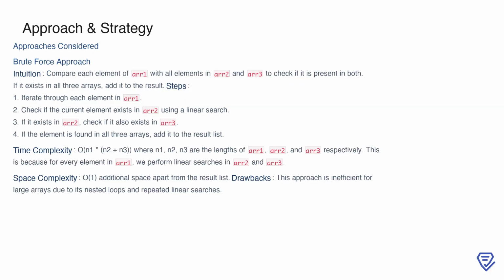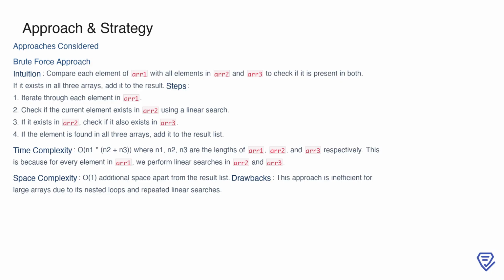efficiency. To begin solving this problem, the brute force approach is the most straightforward method to consider. The idea is simple. For each element in the first array, we check if it exists in the second array using a linear search. If it does, we then check if the same element exists in the third array. If it's found in all three arrays, we add it to our result list. While this method is intuitive, it's computationally expensive.